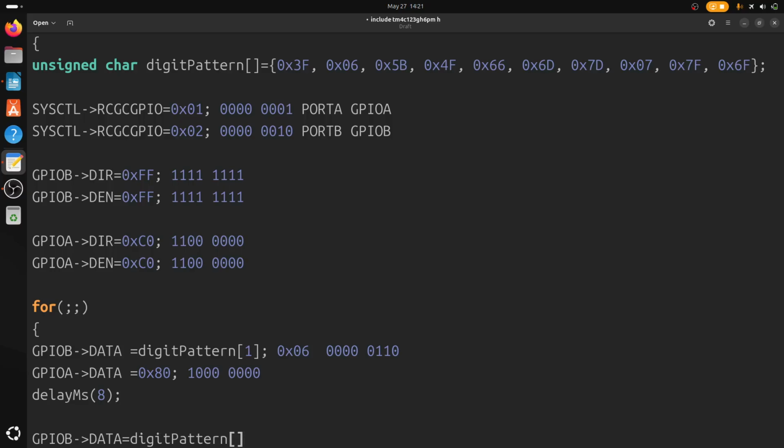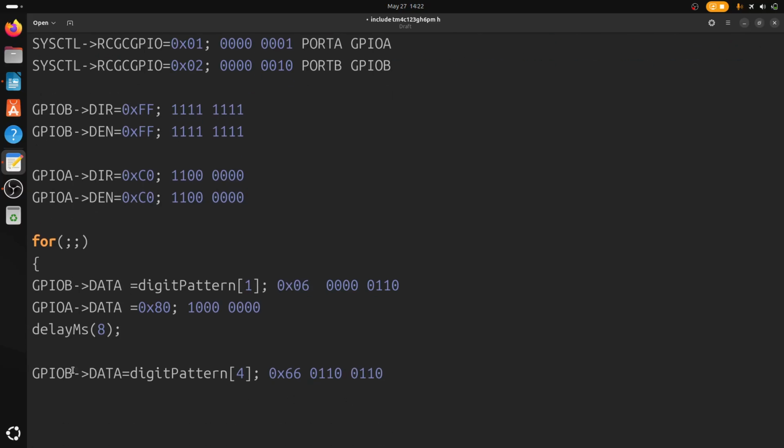Here we will display the digit at index number 4. The digit at index number 4 is this one: 0, 1, 2, 3, 4. We are supplying 0x66 again, so 0x66 means 0, 1, 1, 0.